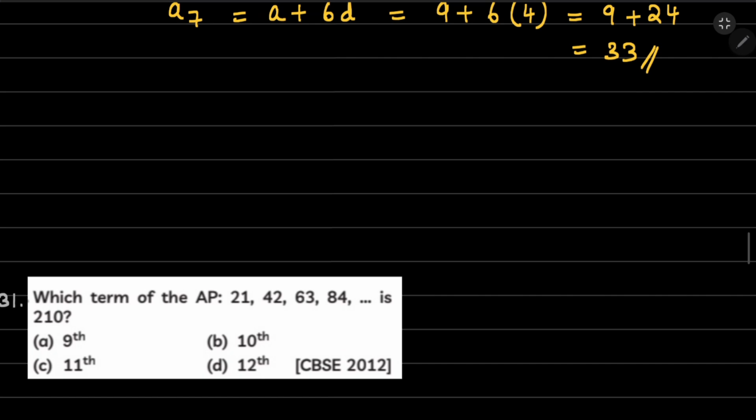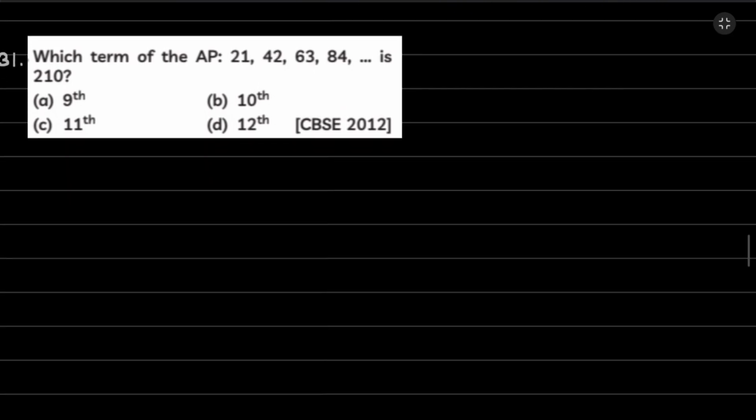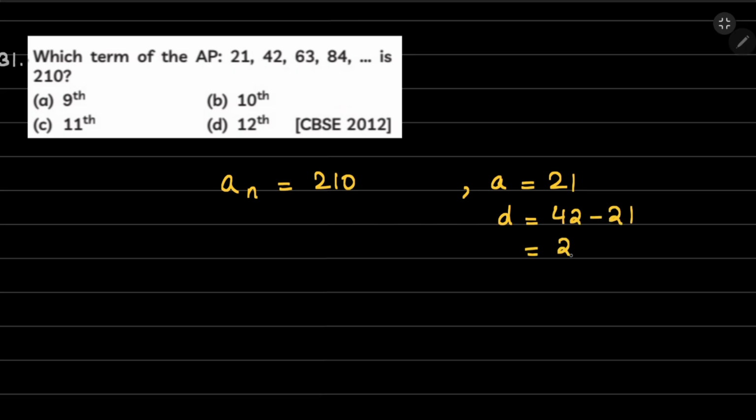Let's move on to the next question. You are given an AP and you have to find which term of the AP is 210. So let AN be 210. You know your first term, that is 21. What is D? D is nothing but 42 minus 21, which is 21. Correct? So let's apply the formula and see if n is a whole number. Only if n is a whole number does it mean that 210 is a term in the AP, and you'll be able to calculate which term it is.